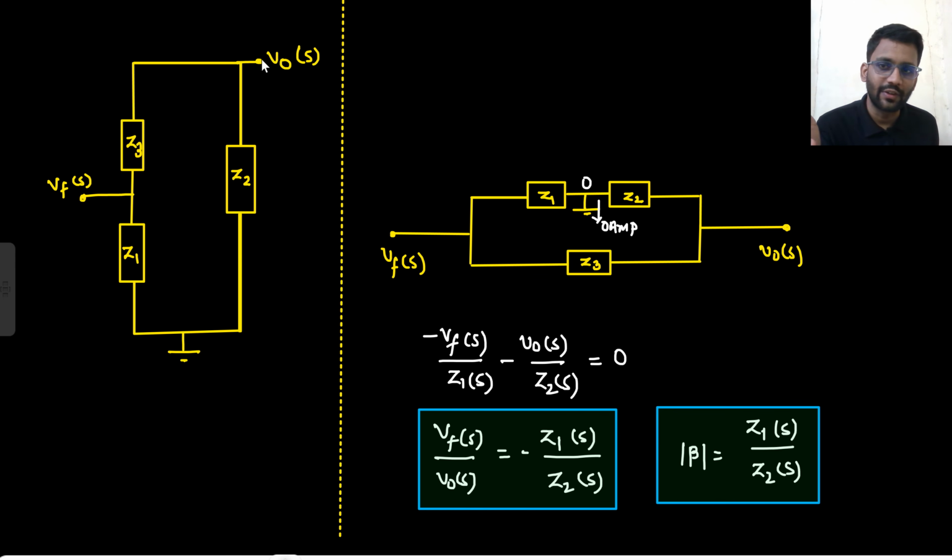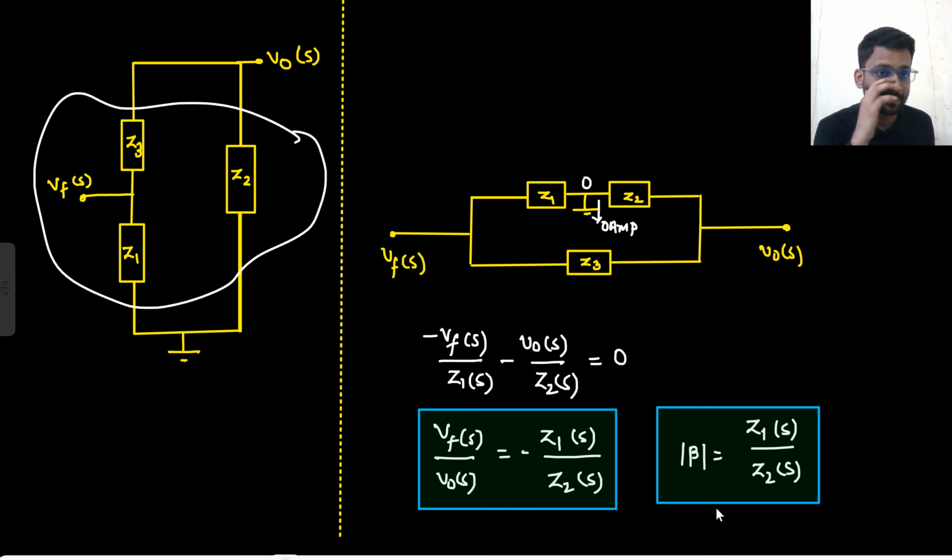This is your V0S. From V0S to Z3 is connected, and that is going into feedback. And from VFS to Z1, and then there is a ground. From VFS to Z1 there is a ground, and from V0S to ground there is Z2. Are you able to understand? I just put it in this manner.